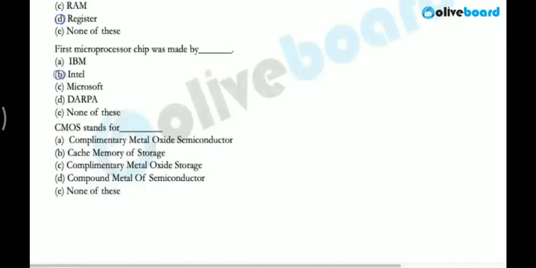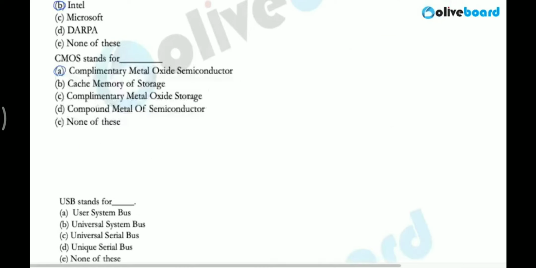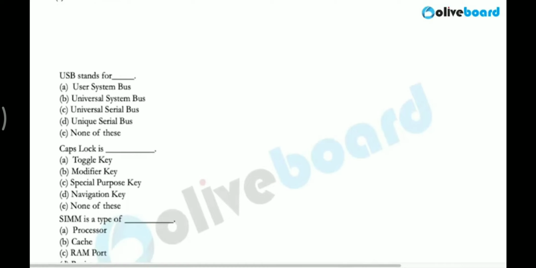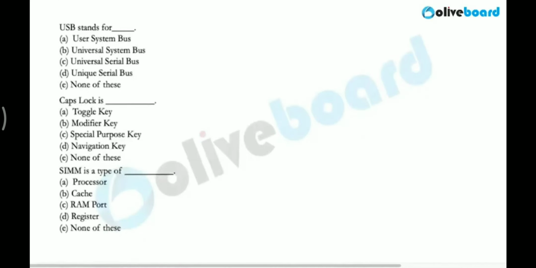Next question says, what does CMOS stand for? We have different options here. First option is complementary metal oxide semiconductor. Then we have cache memory of storage. Option C says complementary metal oxide storage, or compound metal of semiconductor, or none of these. We have these 5 options, and the right answer for this question is complementary metal oxide semiconductor. Okay, let's move to the next question. Next question says, what does USB stand for? USB actually stands for Universal Serial Bus. The right answer for this question is option C, Universal Serial Bus.